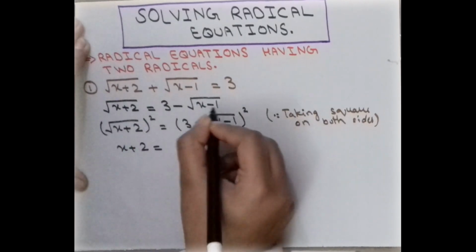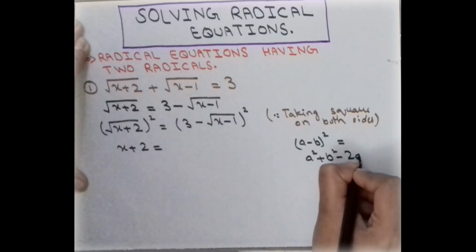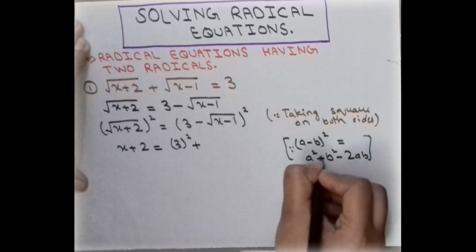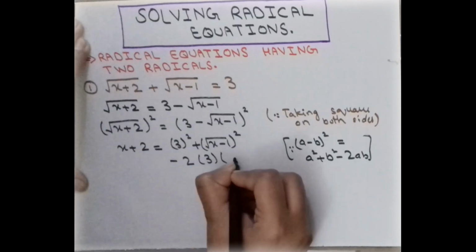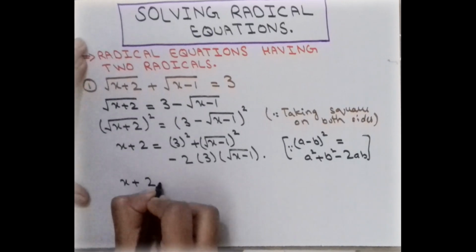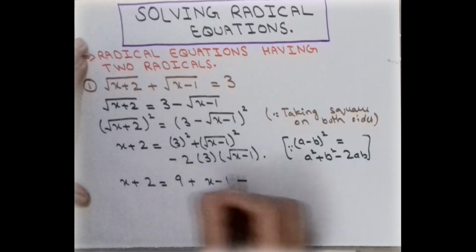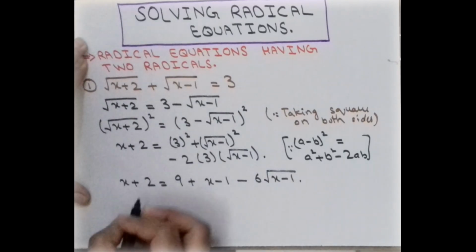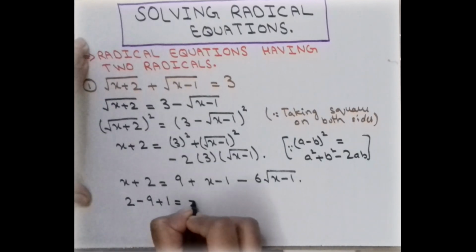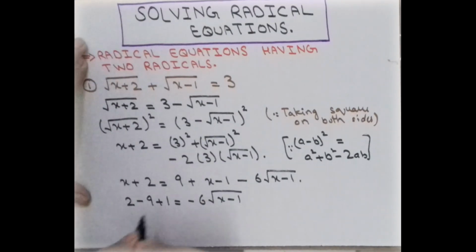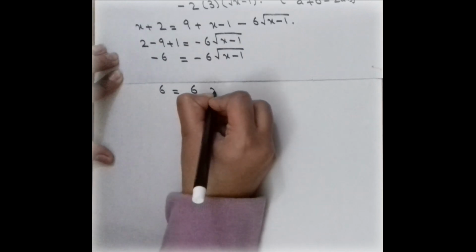which is equals to, and in this form we will open the formula (a − b)², which is equals to a² + b² − 2ab. This formula gives 3² plus (√(x−1))² minus 2 × 3 × √(x−1). So x + 2 equals 3², which is 9, plus, and this square is cancelled out with this root sign, so we are left with x − 1, and minus 6√(x−1). Now to simplify these terms, this x can be cancelled out with this x, so we are left with −9 + 1, which is equals to −6√(x−1). Now after simplifying, minus 6 equals −6√(x−1), so 6 equals 6√(x−1).